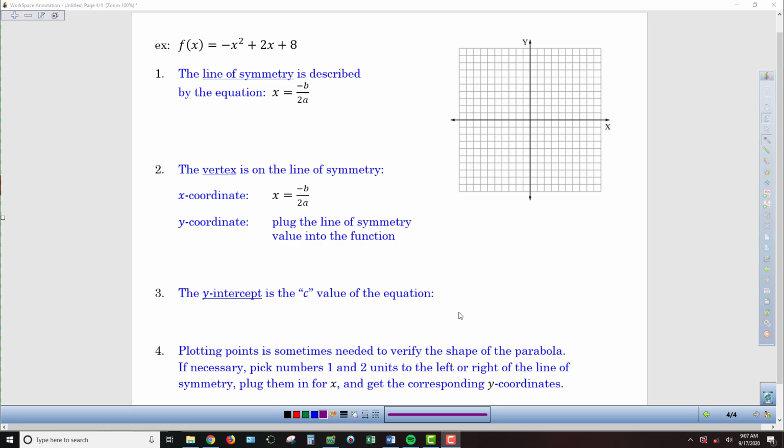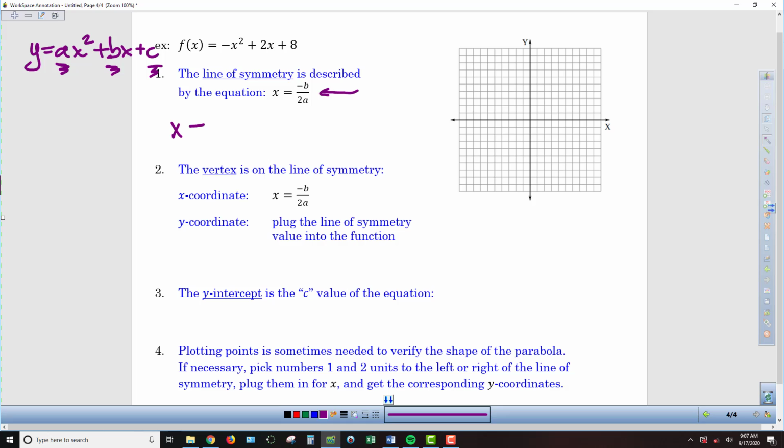Here we'll take a look at another example of a quadratic equation in standard form. So we're trying to sketch the parabola. Again, we're going to start with the line of symmetry, and that's going to begin with the x equals negative b over 2a equation. Once more, y equals ax squared plus bx plus c is the coefficients in our standard form.